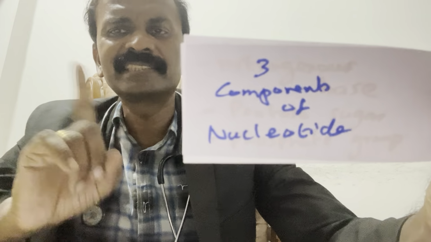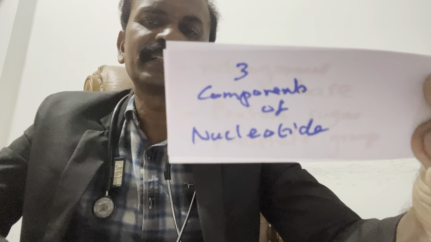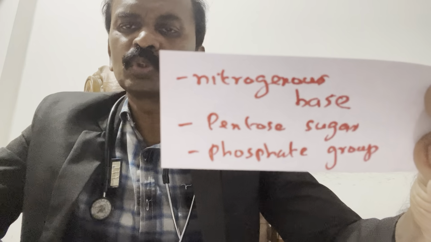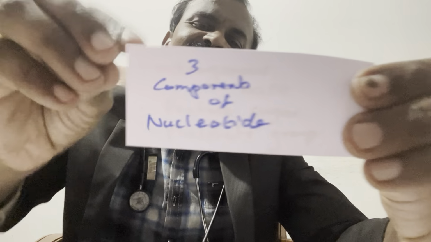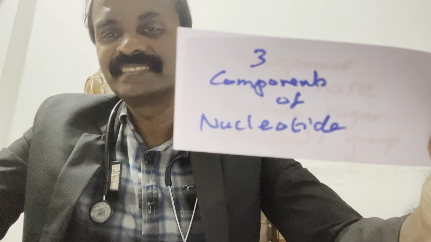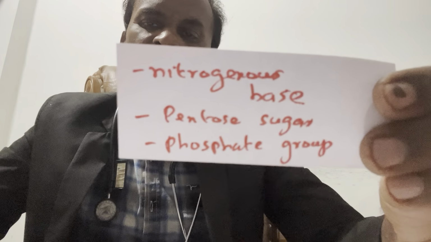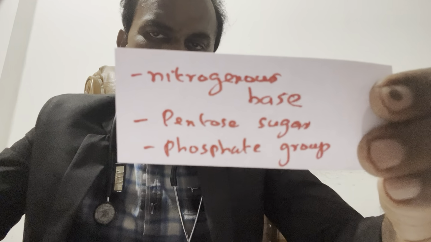3 components of nucleotide, tide. Always tide and side are different. 3 components of nucleotide. Any idea? Nitrogenous base, pentose sugar, and phosphate group. They'll keep one more thing and ask which is the wrong statement. But don't forget the question. 3 components of tide: nitrogenous base, pentose sugar, and phosphate group.